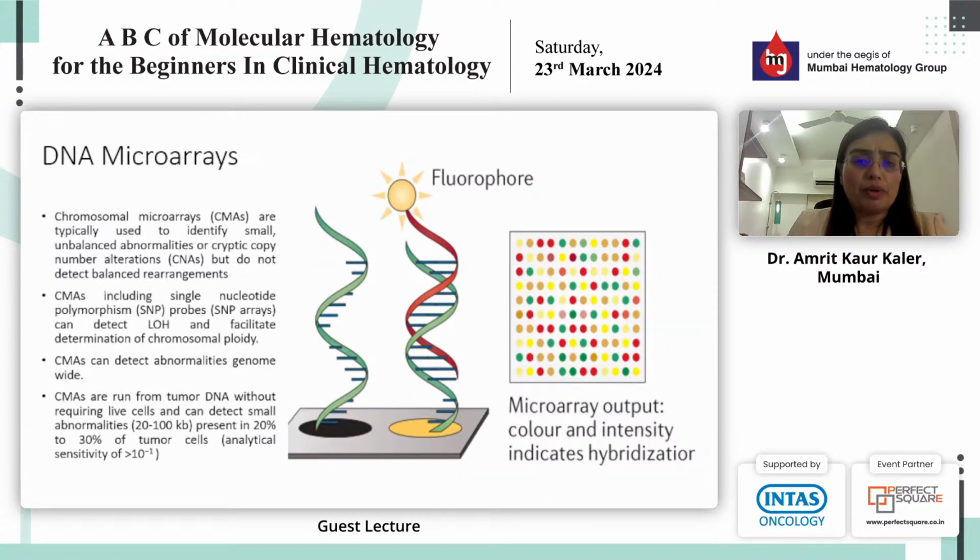Coming to the DNA microarrays, they are used for the small unbalanced abnormalities, but do not detect the balanced translocations, which is very nicely seen in karyotyping. So every technology will give you a tunnel view of the abnormality sometimes. So that's why you will have to mix and match to understand how to go about it.